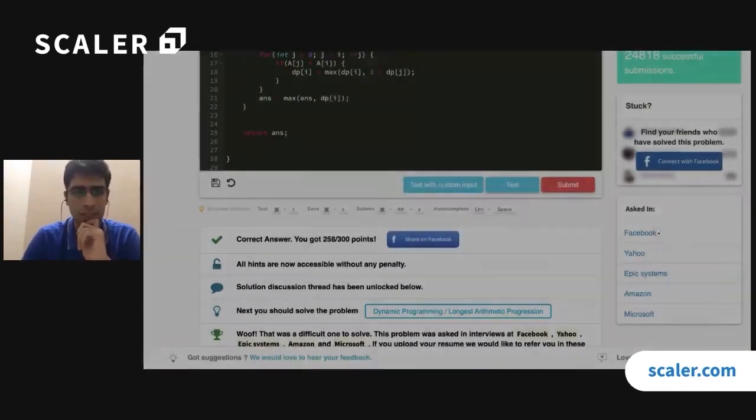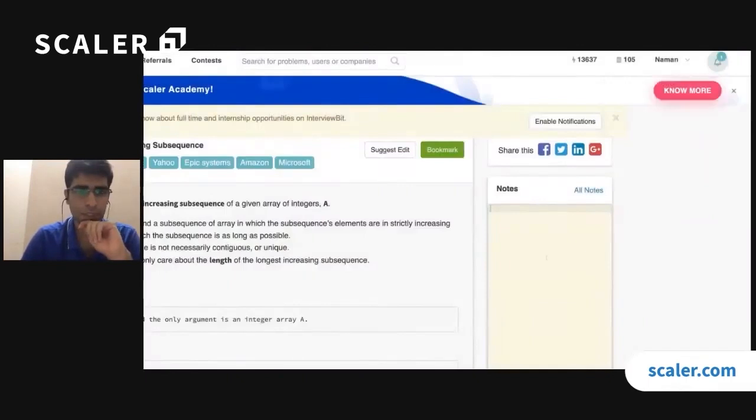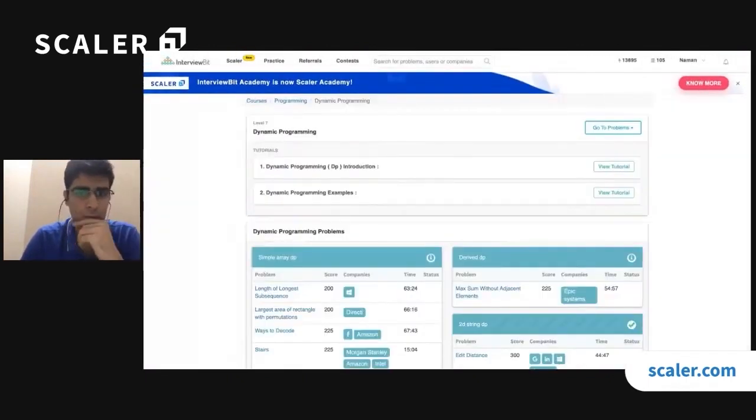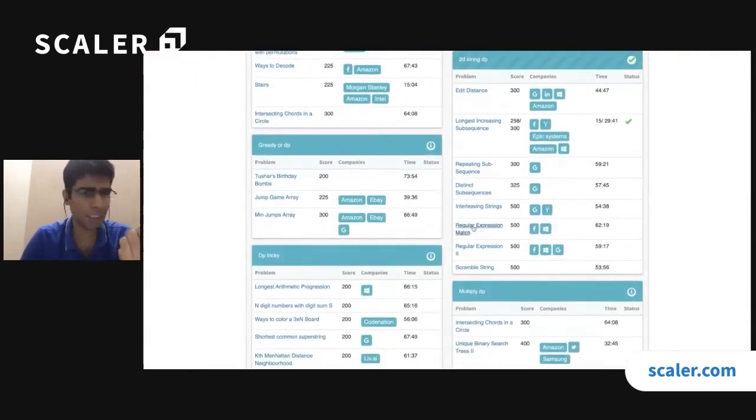Correct. So we got this as well. And let's move to the next question. That was wildcard pattern matching. Actually, there are two questions like that as far as I remember in InterviewBit. That is the regular expression match and regular expression match 2. Which one do we want to solve? Let us try to solve the regular expression match 2.